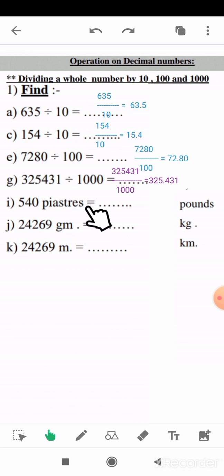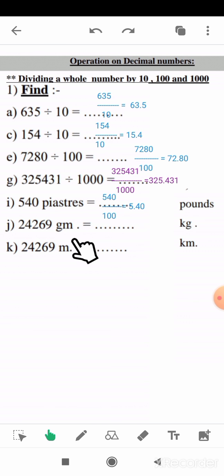In this example, we all know piasters, okay, and pounds. A pound has 100 piasters. Okay, so if we want to convert from piasters, smaller units, to greater units, we will divide. So we have here 540 divided by 100. Okay, so 0 will take 0 and go down, 4 will take 0 and go down, and 1 will transfer as a point, and down 5.